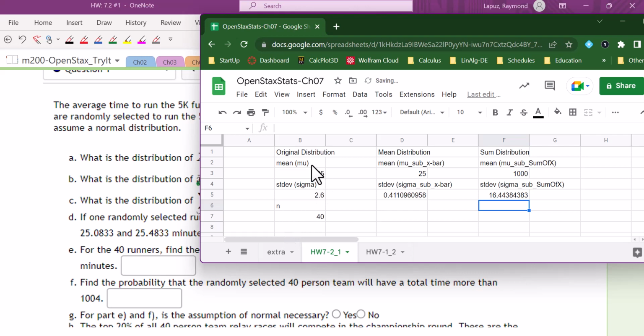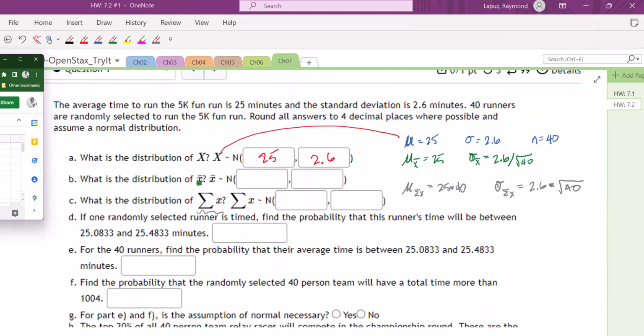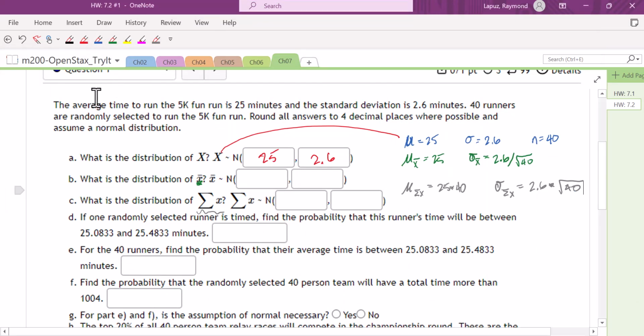Okay, so if you set up your sheet like this, then you can change the mean and the standard deviation and the sample size to adhere to any problem that you might have, and it'll automatically recalculate the mean distribution, the sum distribution, etc. So looking at this, it's 0.4111 for the standard deviation, and then 1,016.4438. So let's fill those in. We have the same mean here, 25.